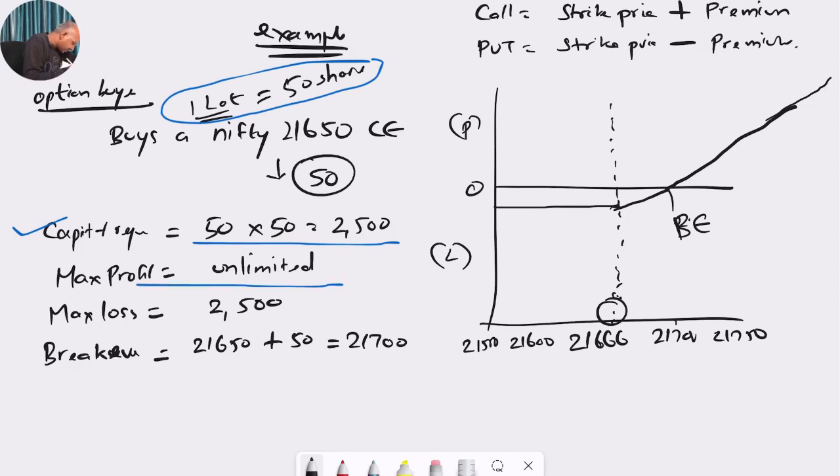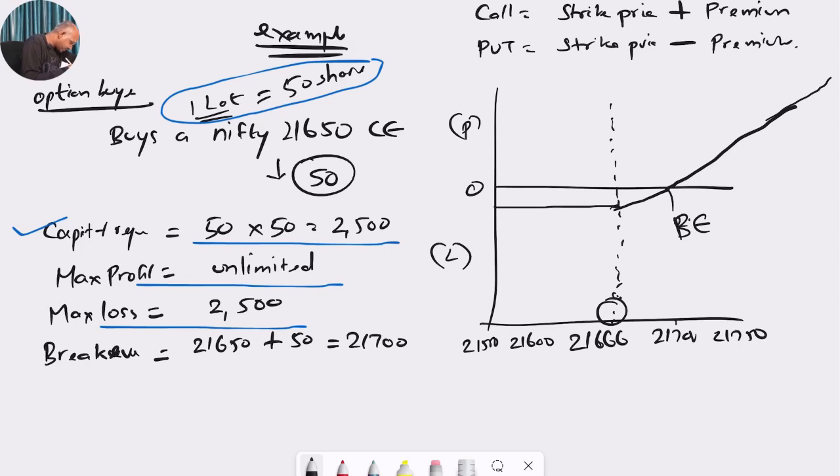Now, what is the maximum profit here? It is unlimited, right? An option buyer can generate unlimited profit. What is the max loss? Let's say his view goes wrong. The maximum loss he can make is the 50 rupees premium he paid, right? That can become 0 on the day of expiry. So the max loss also will be 2,500.